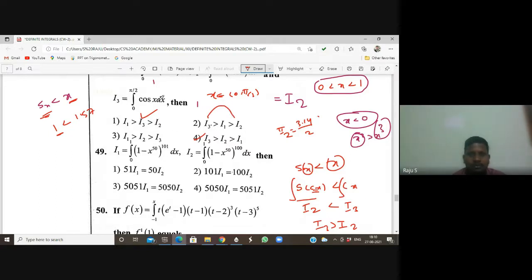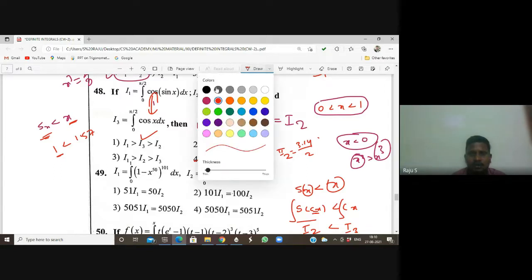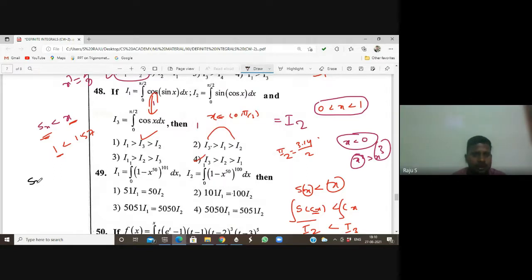So then what about the other condition? I want to check these two values. See, the same sin x condition I want to take: sin x is lesser than x. What about cos of sin x? Inside the cos I'm taking sin x, and the sign cannot be changed. What about the cos function in the first quadrant? 0 to 90 degrees means the first quadrant. What about cos in the first quadrant?